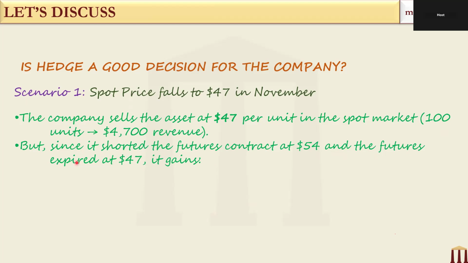So the company has gone into a short forward position at $54 with another party. Since the company has already shorted the forward at $54, what will be the gain in the forward as compared to the spot? Absolutely correct, $7 per unit. Correct, Avyang? And how many units are there for that asset? 100 units, correct? So can I say that it will be $700 for the entire lot, for the entire 100 units, correct?